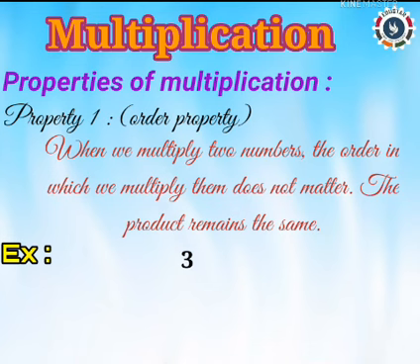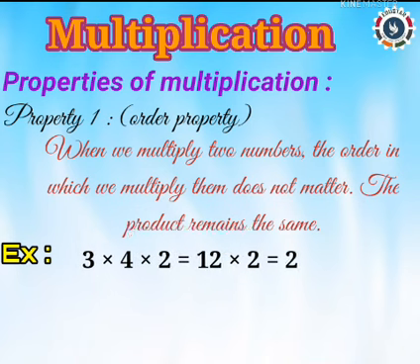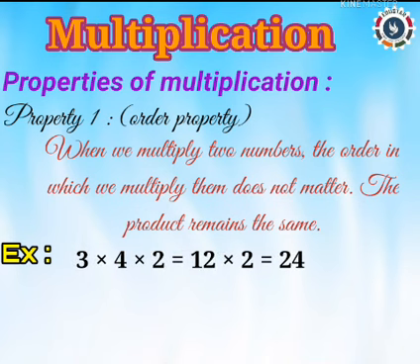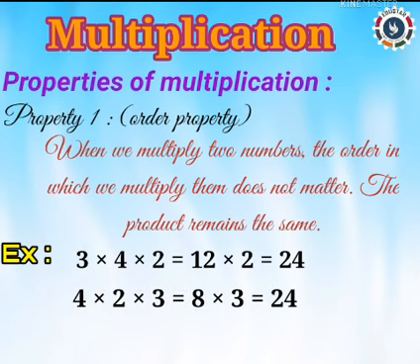Now look at this. 3 into 4 into 2. On multiplying 3 by 4, we get 12. That is 12 into 2. If we multiply 12 by 2, we get 24. Now I am going to change the order. 4 into 2 into 3. On multiplying 4 by 2, we get 8. 8 into 3, I get 24.